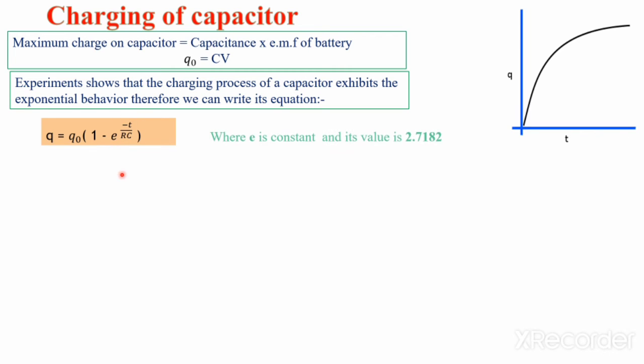divided by RC). Here e is a constant and its value is 2.7182. Q0 is the maximum charge. At time t equals 0, Q equals 0. We can prove this from the equation. By putting t equals 0, we get e to the power 0, which equals 1. 1 minus 1 equals 0, and 0 multiplied by Q0 gives 0. So at time t equals 0, Q equals 0.